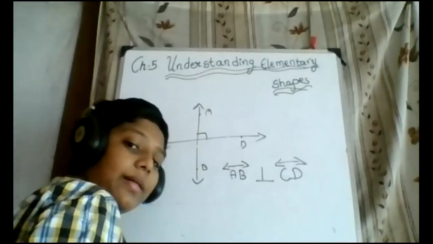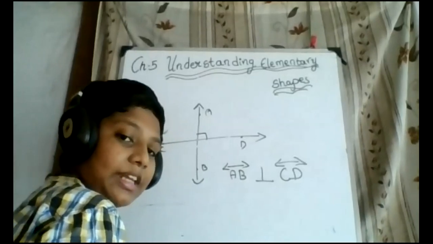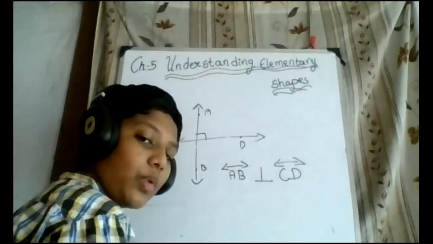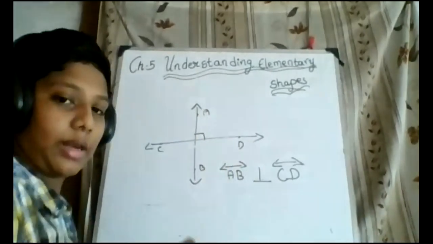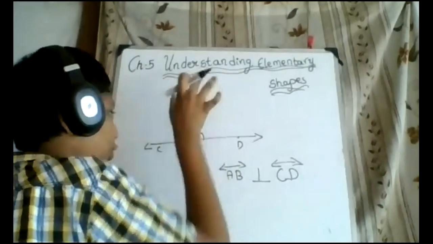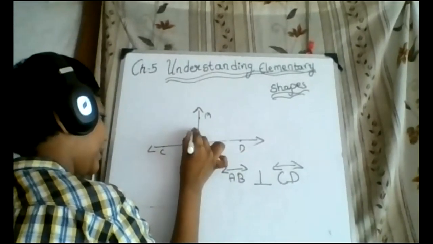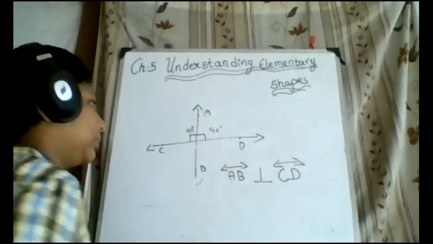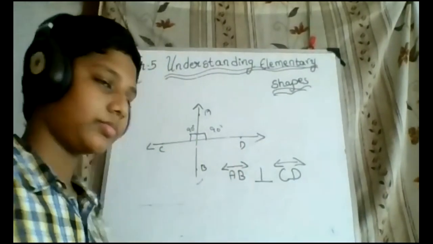And see, a perpendicular line divides a line into two equal parts. Now this is a line and this is a perpendicular line. It divides this line into two equal parts such that both parts are equal to 90. Both parts are equal to 90. Okay, this is about perpendicular lines.